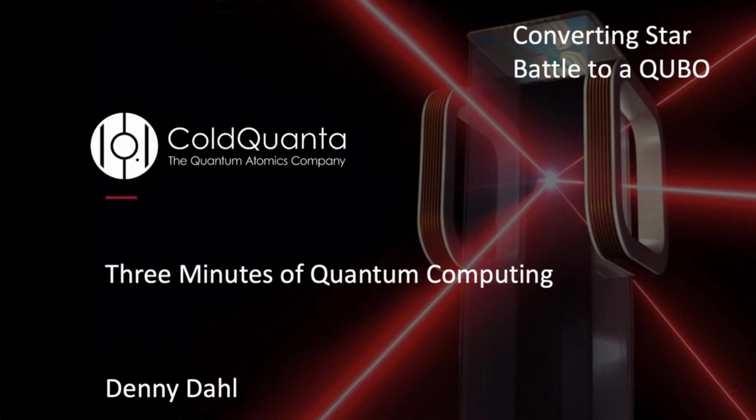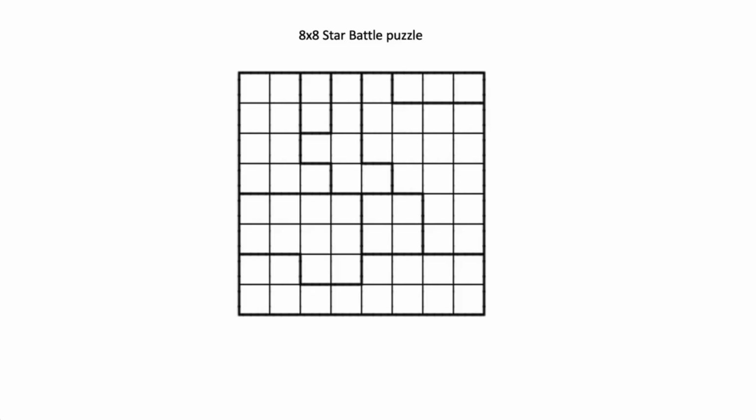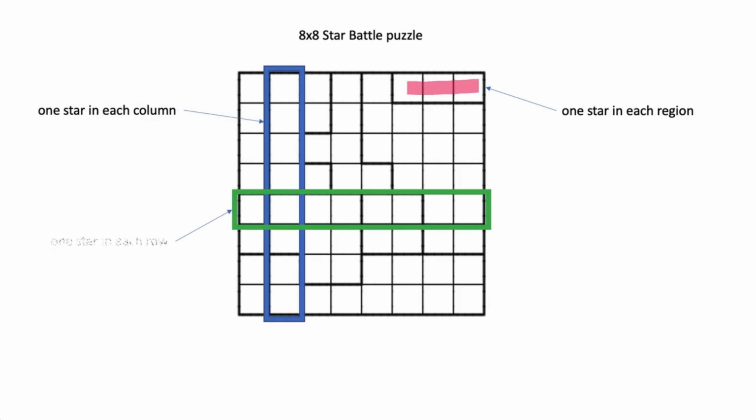Today I'm going to start developing the QUBO which captures the StarBattle puzzle that I introduced last week. You'll remember that each region of a StarBattle puzzle must have a fixed number of stars. In the case of an 8 by 8 puzzle, that number is 1. I neglected to mention that each column and each row must also have 1 star.